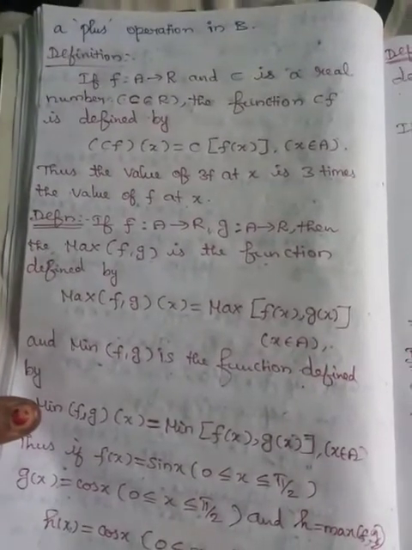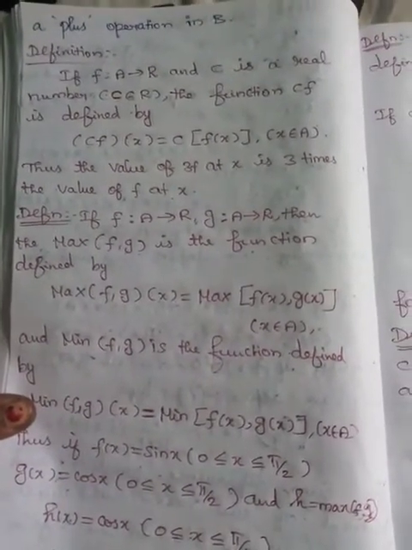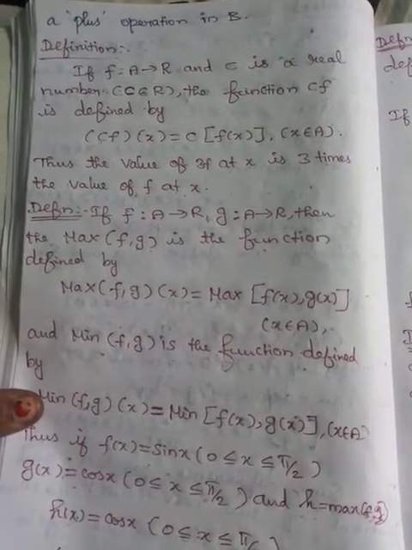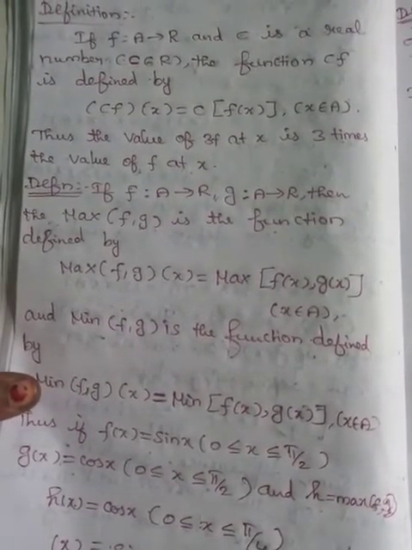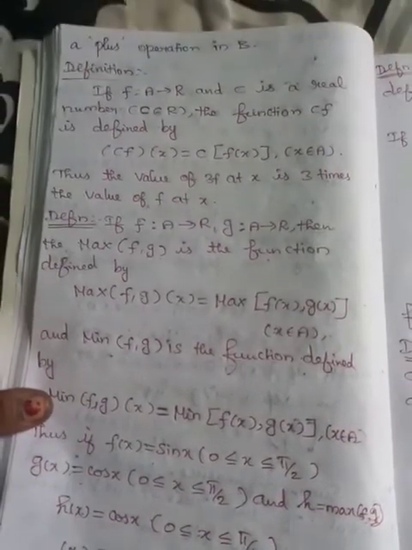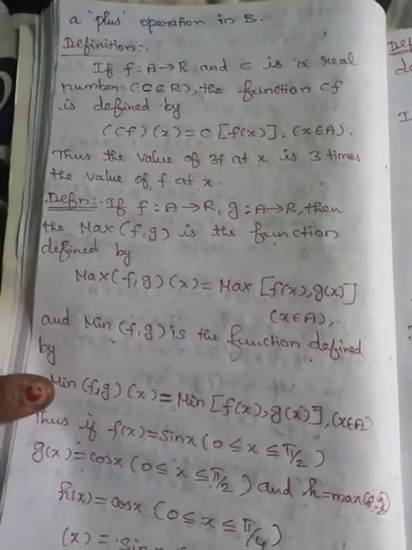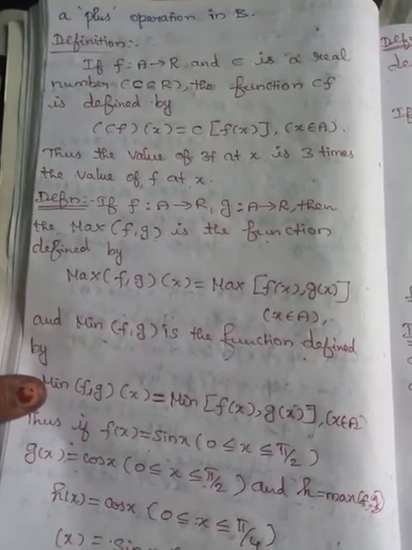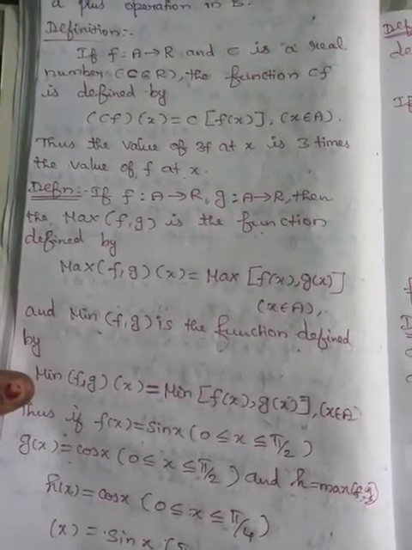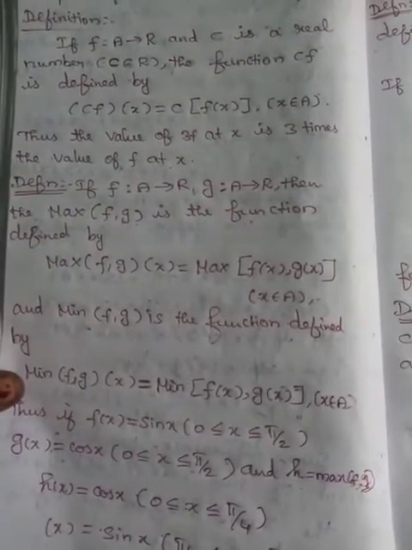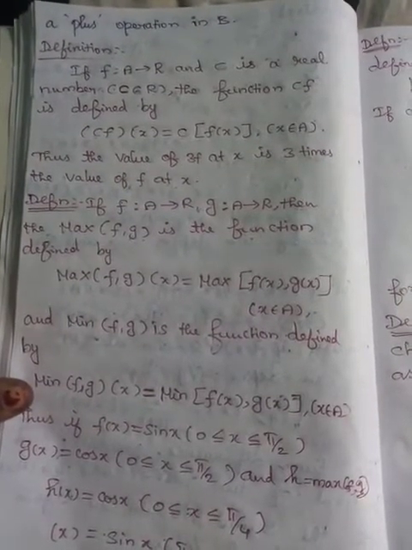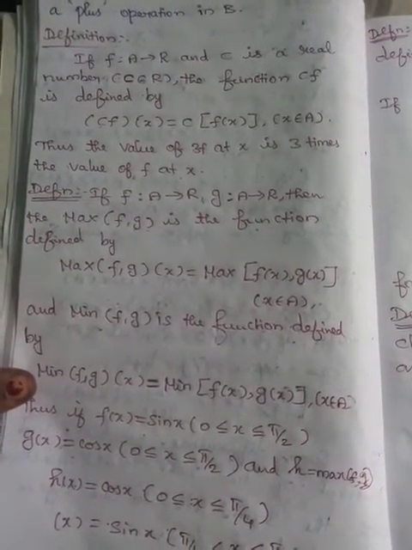Next definition: if f: A → R and c is a real number, c belongs to R, the function cf is defined by cf(x) = c · f(x), x belongs to A. Thus the value of 3f at x is 3 times the value of f at x.